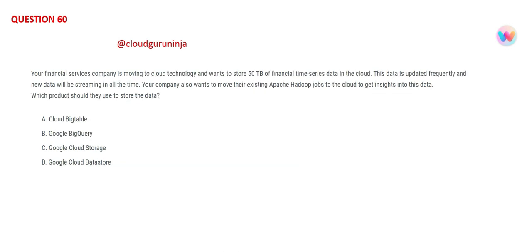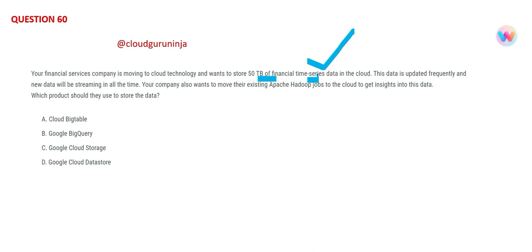Let us look at the next question now. You are a financial services company. What can be financial services? It can be any investment bank and so on. What we are doing is moving to cloud technology on Google Cloud. What are you trying to store? You are trying to store 50 terabytes of financial time series data. Time series is the keyword. The data is frequently uploaded and new data will be streaming all the time. So this seems to be a solution where you need to process very high volumes of data, and the data is streaming, so it is coming in real time also.